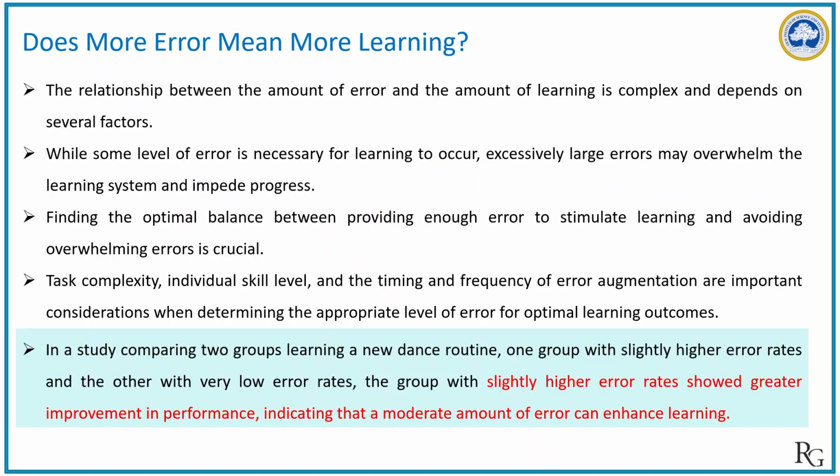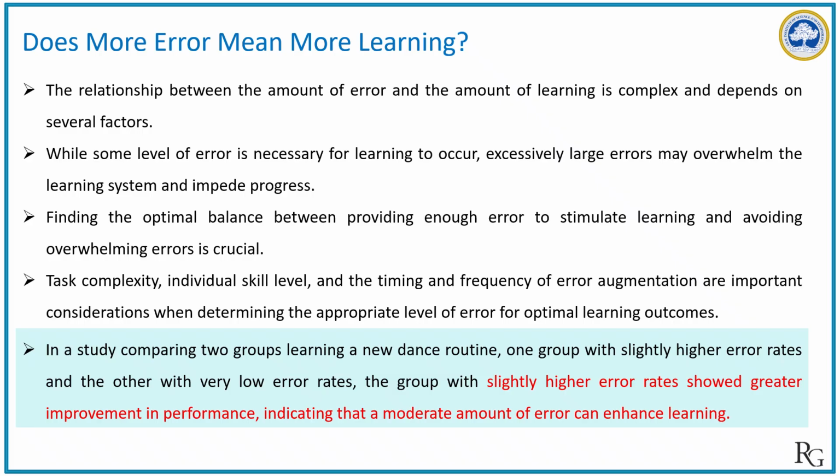Now one of the very key questions is, do more errors actually lead to more learning? At first glance, it might seem logical to think that more errors means more opportunities to learn. But the relationship between error and learning is actually very complex. Some amount of error is actually necessary for learning to take place. Errors signal that something is not working as expected, which prompts the brain to make adjustments and adaptations.